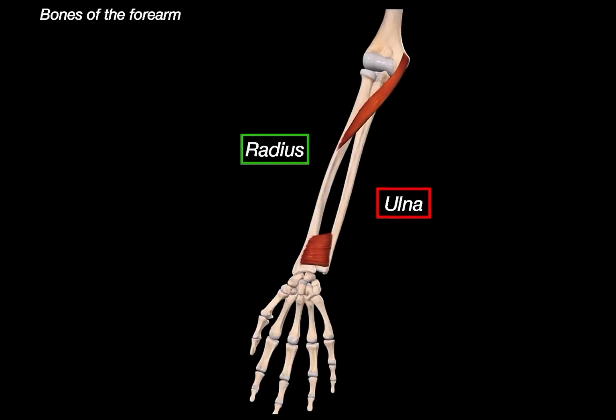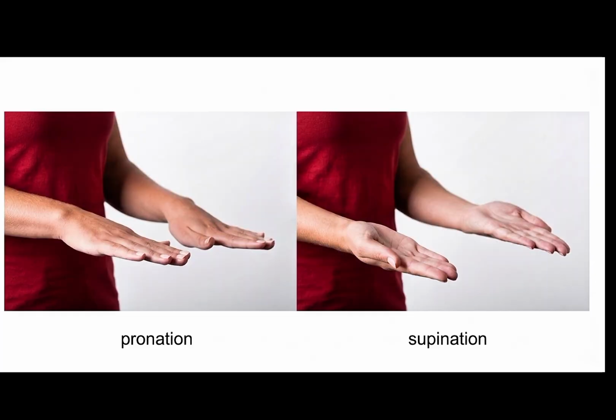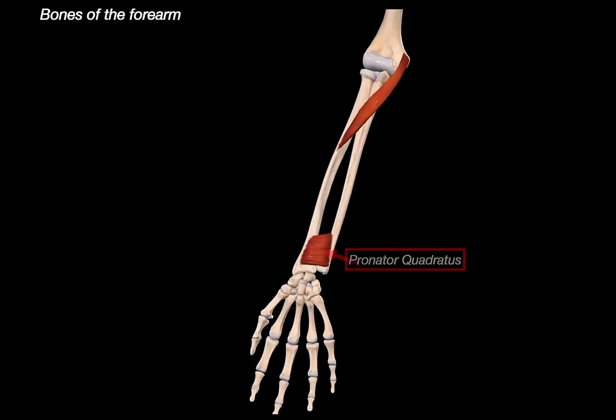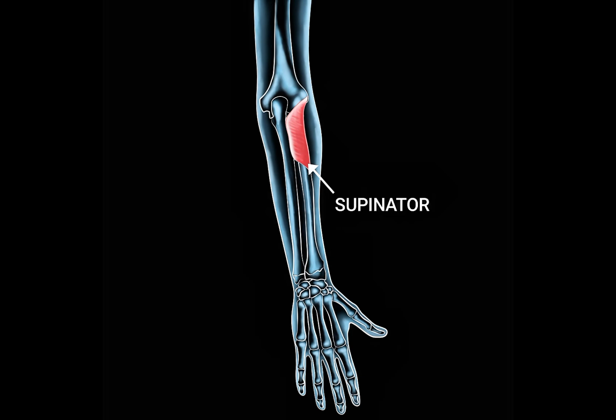Movement of the radius and ulna. One of the most remarkable features of the forearm is the ability of the radius to rotate around the ulna. This movement allows the hand to perform pronation, turning the palm downward, and supination, turning the palm upward. These movements are produced by muscles such as the pronator teres, pronator quadratus, and supinator.